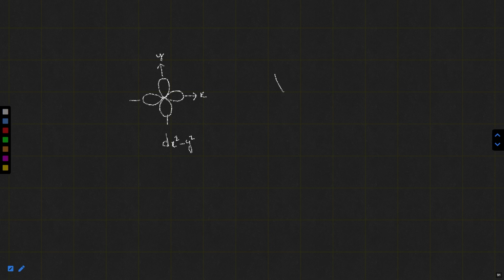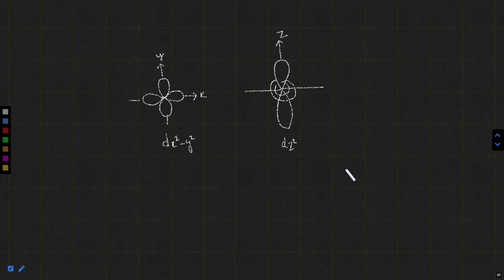Whereas the dz square looks like this. Compared to these 4 lobes, these 2 lobes are longer, and it looks like this. So here we have the dz square. This is the shape of dz square. We have one more, so this is the complete structure of dz square. Now you can see very clearly that these 2 orbitals are aligned along the axis.